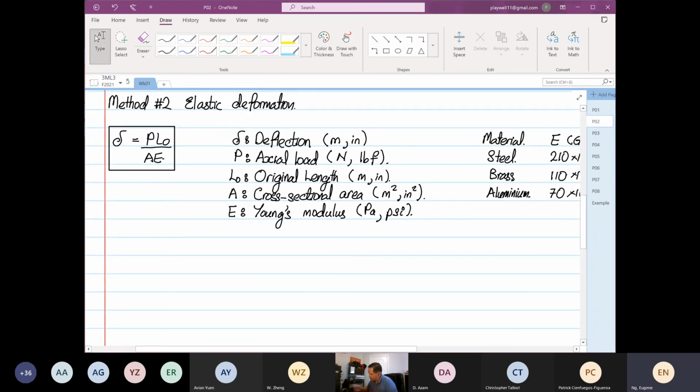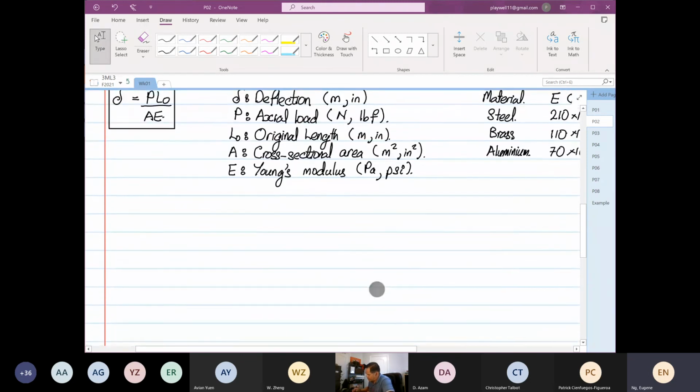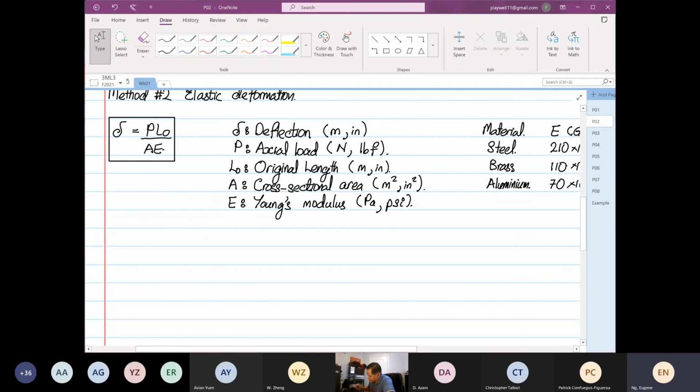Now, how is this formula derived? It's good to understand sometimes, not always, how a formula is derived. Only if you understand how it is derived will you know the operating boundary, and I'll elaborate what I mean by that. As I mentioned before, this week is under axial loading condition. So this formula, delta equal to PL naught over AE, can only be applied under axial loading condition. If there's bending or torsion, you cannot apply this formula anymore.